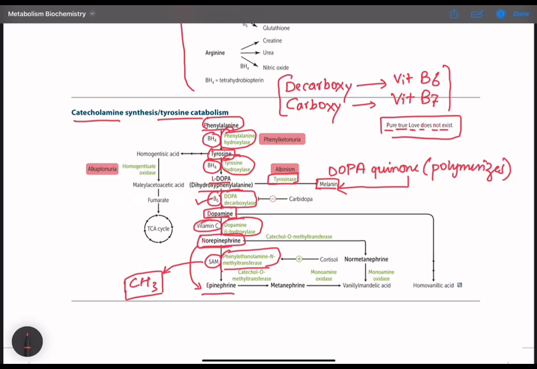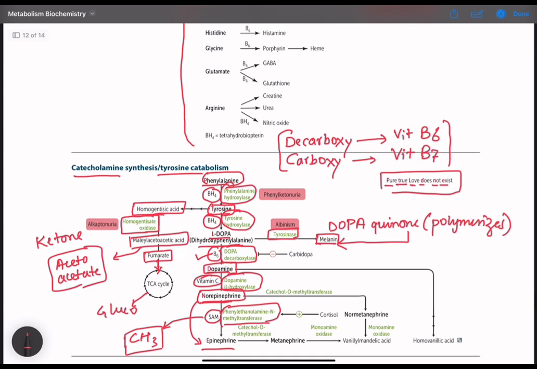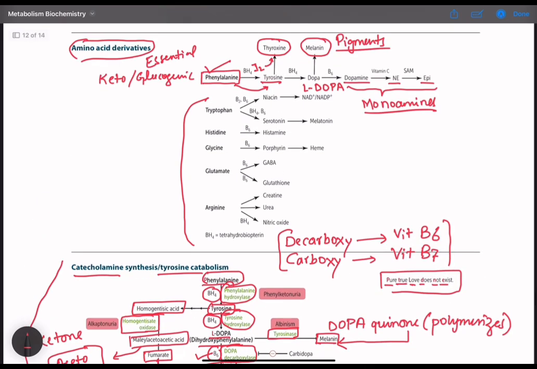Also, tyrosine is catabolized into homogentisic acid, and this homogentisic acid is converted into maleylacetoacetic acid by the enzyme homogentisic acid oxidase, and this is converted into fumarate as well as acetoacetate. So this acetoacetate is a ketone, while the fumarate enters the TCA cycle, which can go on to develop into glucose. So thus phenylalanine is both a glucogenic as well as a ketogenic amino acid.